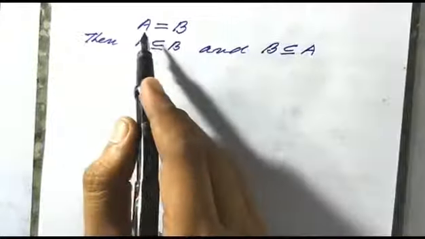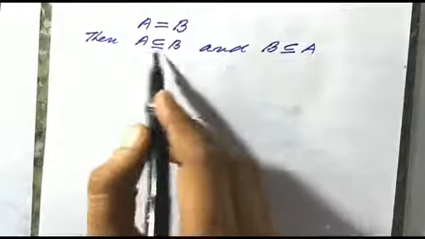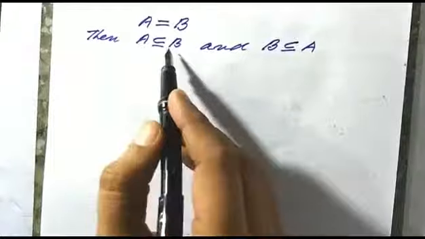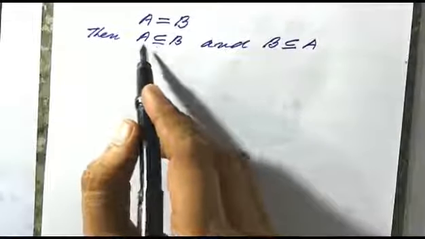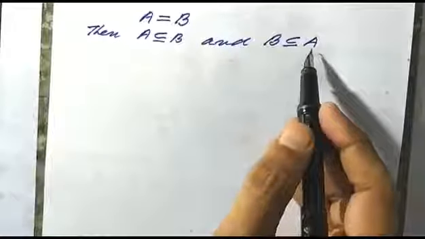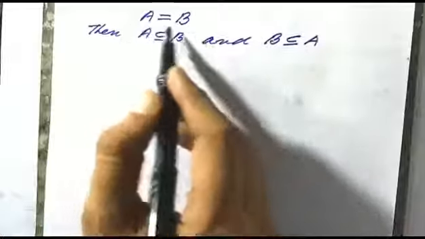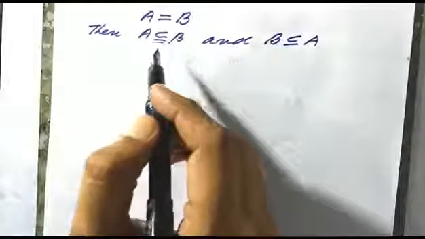So if we need to prove two sets equal to each other, we have to prove that these sets are subsets of each other. If A is a subset of B and B is a subset of A, then it is sufficient to prove that both the sets A and B are equal to each other.